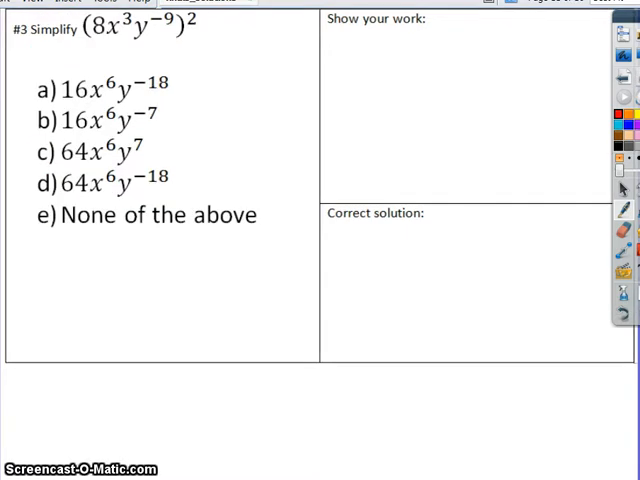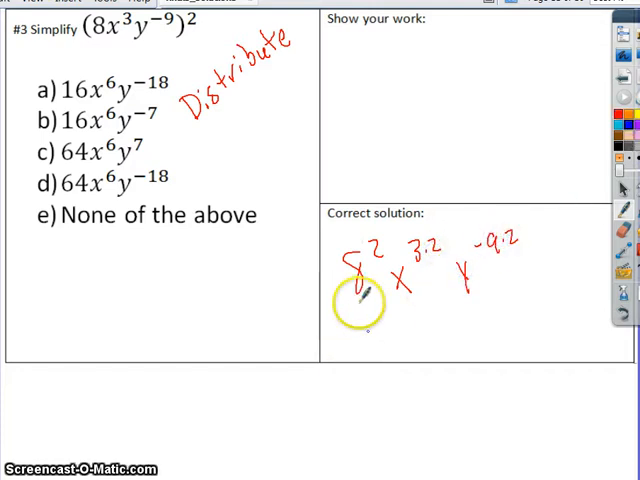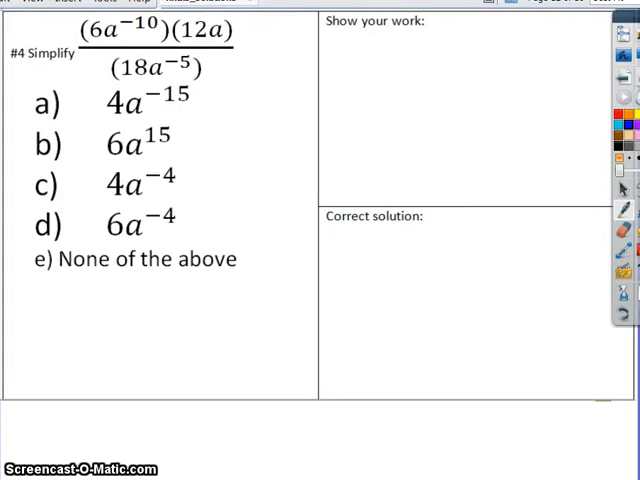Number 3. This is a distribute problem. And that means they all get the 2. So 8 gets the 2, the x gets the 2, and the y gets the 2. So that's 8 times 8 is 64. Just make sure that this is not 8 times 2, it's 8 squared. So 3 times 2 is 6, and negative 9 times 2 is negative 18. So the solution is, almost picked A, the solution is D. All right, and next question.